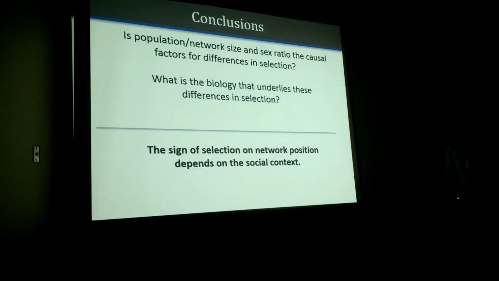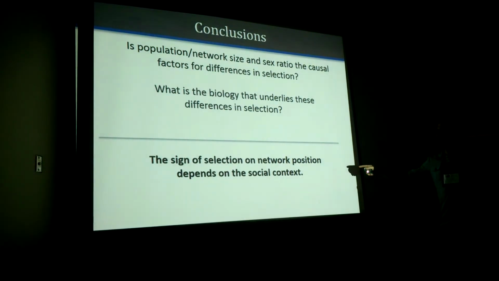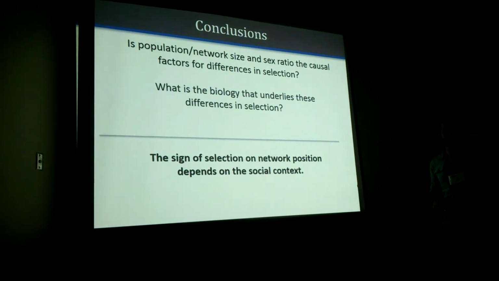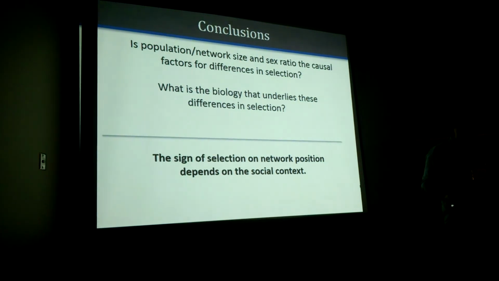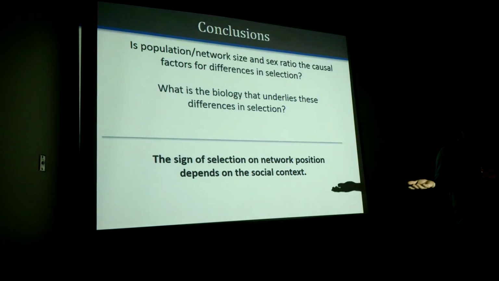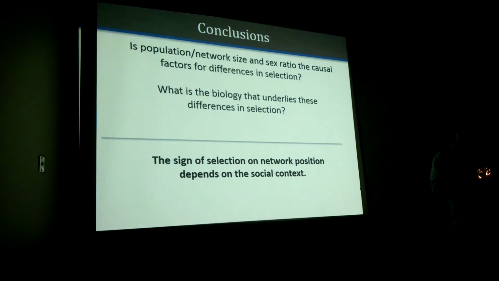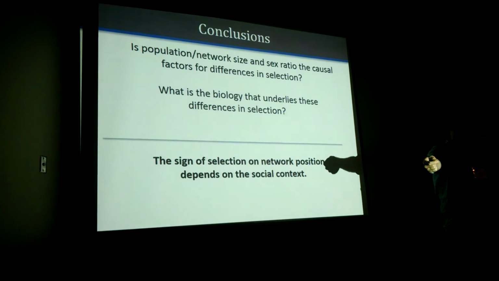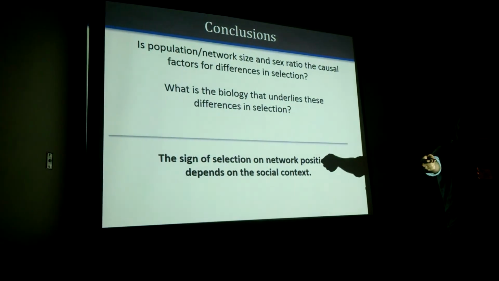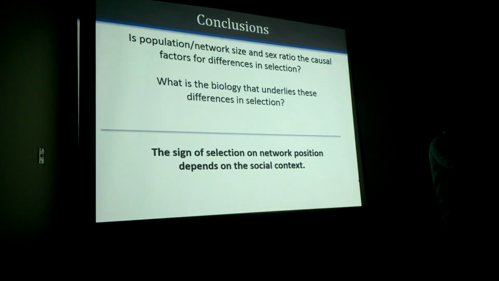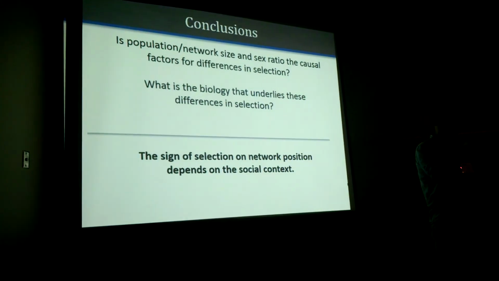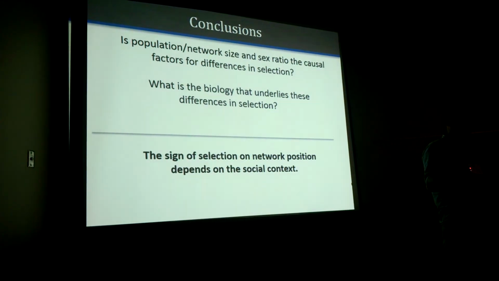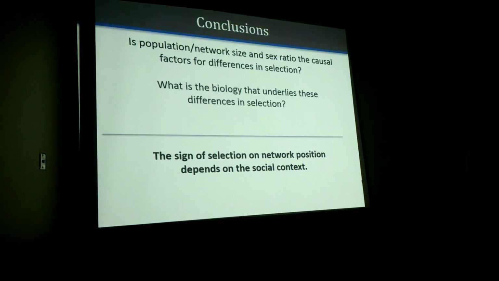And so I'll leave you with the take-home message of this talk, which is that the sign of selection on network position depends on the social context. And I find this really surprising because some of these populations are only a few meters apart. And so a male that disperses and lands in one population and behaves in a way that makes him well connected is going to have different predicted mating success depending on just which population he lands in. And I find that pretty interesting and exciting.